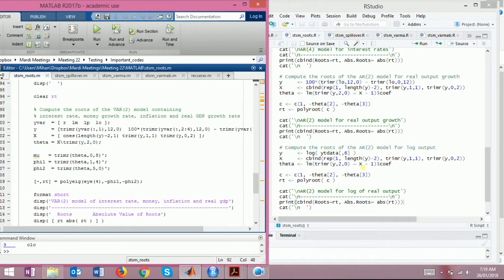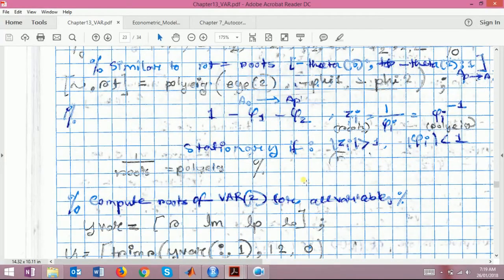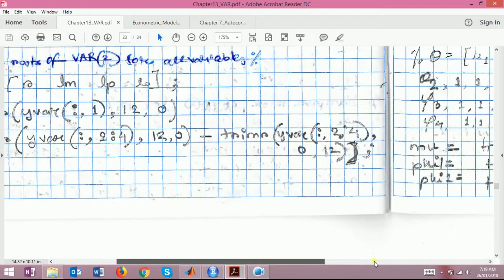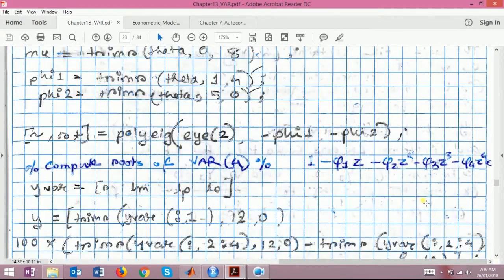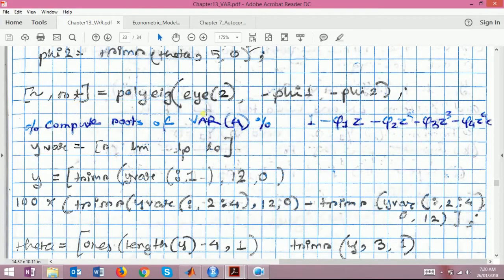And in case of VAR 2 model, again, we look into the structure, compute roots for all. See how lag 1 equation on variable 1, lag 1 equation on variable 2, lag 1 equation on variable 3, lag 1 equation on variable 4, lag 2 equation on variable 1, lag 2 equation on variable 2, lag 2 equation on variable 3, lag 2 equation on variable 4, and we are talking about VAR 2, right? That's how we identify and then do polyeigen.